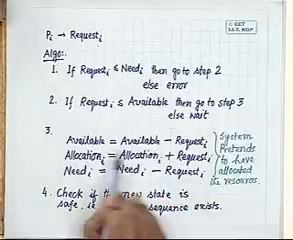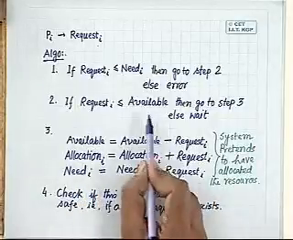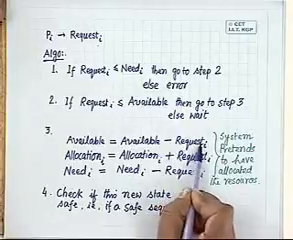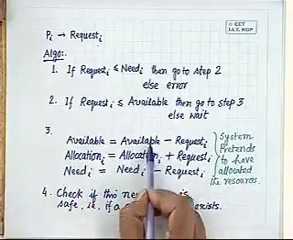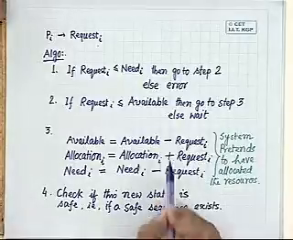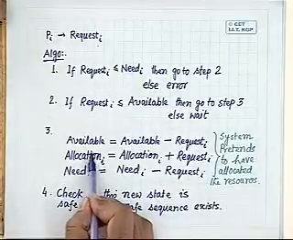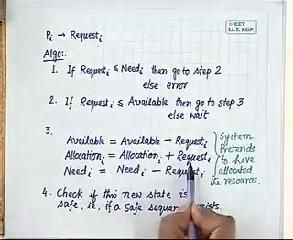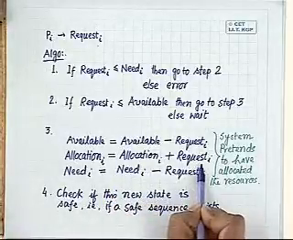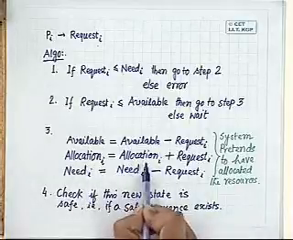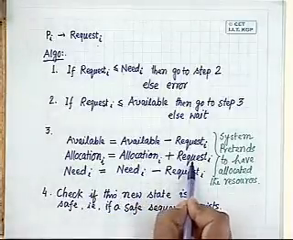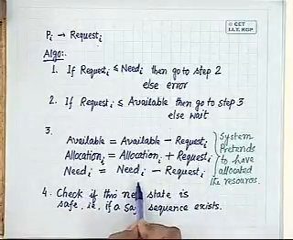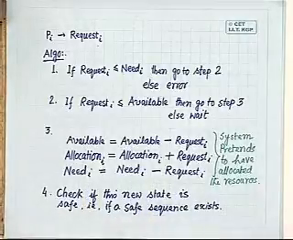And that modification is very simple. If this request is granted, available will be decreased by this much amount. So available is updated to available minus request I. Previously the allocation vector was this much, and if the request is granted, the allocation vector will increase by request I. So allocation is modified to allocation plus request I. And once this request I is made, the future need will also be less. So the need vector is also modified to need I minus request I.